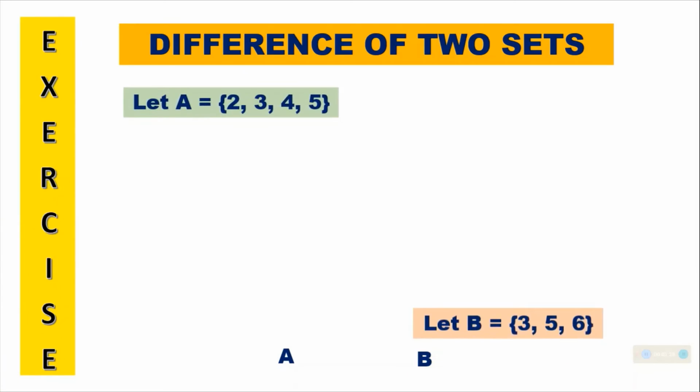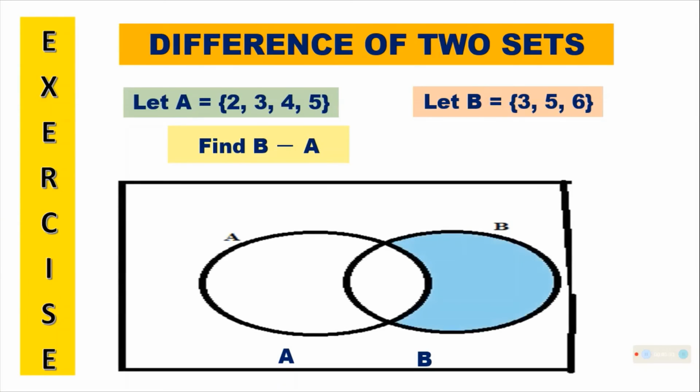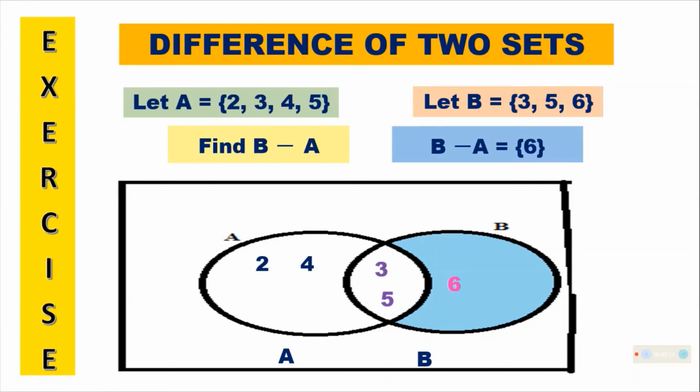And then, another one, B minus A. So, same given. A, 2, 3, 4, 5, B, 3, 5, 6. So, we will find B minus A. So, ilalagay muna natin. Kung kanina, nandito yung shaded kasi A yung binawasan. Ngayon naman, si B yung babawasan. And then, ilalagay natin yung elements ni A. 2, 4, 3, 5. Ngayon kay B, 3, 5, and 6. So, si 6 lang yung shaded. So, meaning, B minus A is equal to 6.